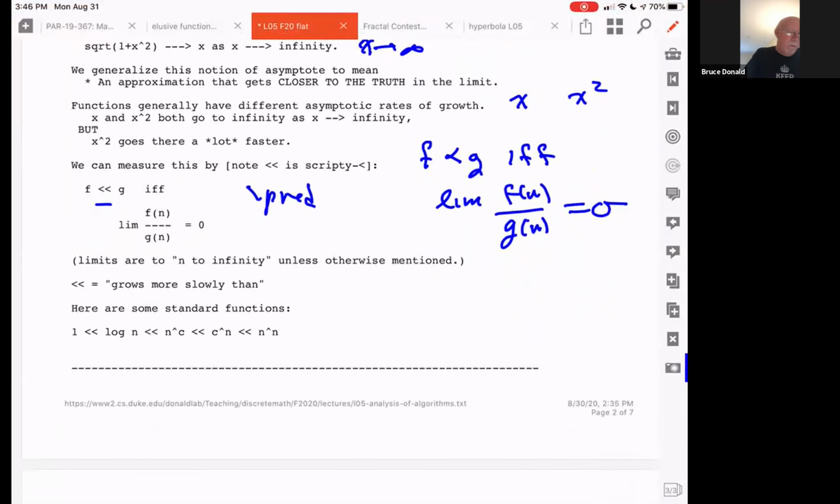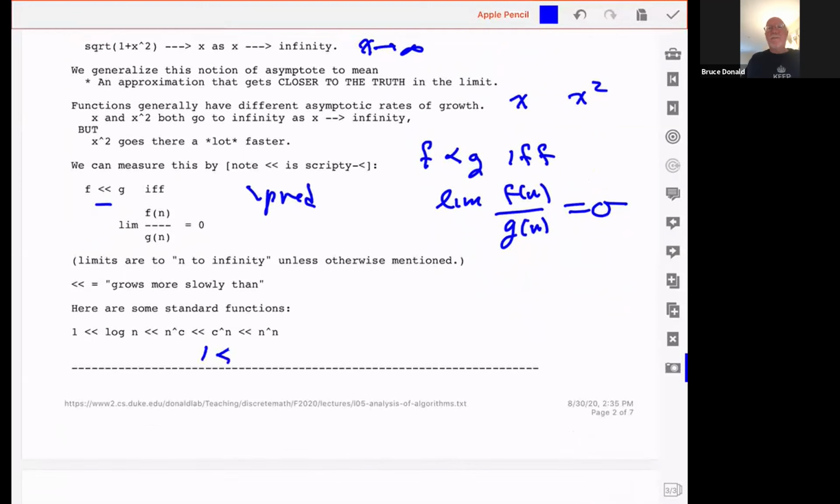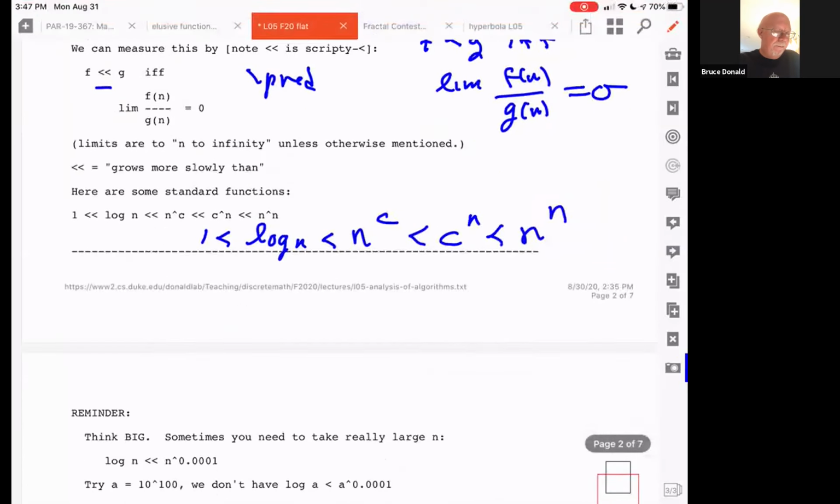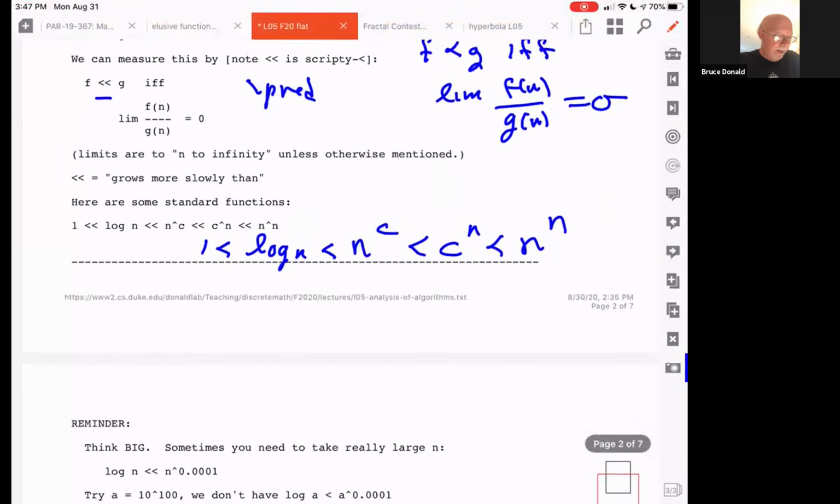You can prove that the constant function grows more slowly than log n, which grows more slowly than n to the c for some constant c, which grows more slowly than c to the n, which grows more slowly than n to the n. And so we can rank the functions in terms of how fast they grow in some sense. So in order to get this behavior, you have to think really big. So for example, here's an example.